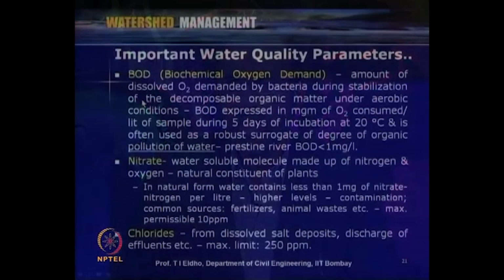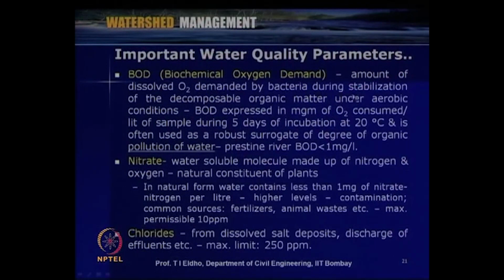Then other parameters like biochemical oxygen demand. This is another important water quality parameter which we have to test. Here it is the amount of dissolved oxygen demanded by bacteria during stabilization of the decomposable organic matter under aerobic conditions. That is what BOD, biochemical oxygen demand, indicates. BOD is expressed in milligram of oxygen consumed per liter of sample during 5 days of incubation at 20 degree centigrade, and is often used as a robust surrogate of the degree of organic pollution of water. For example, for pristine river water, the BOD should be less than 1 milligram per liter. So, BOD is one important aspect which we have to measure and then see whether the water source is safe for drinking or other kinds of purposes.